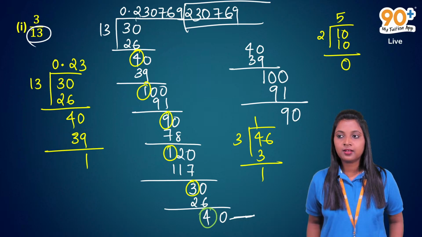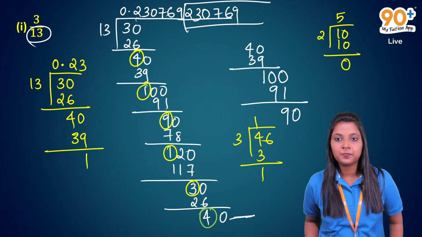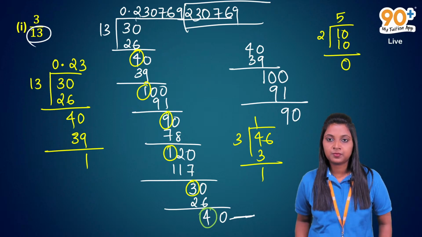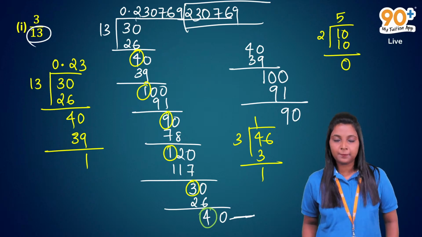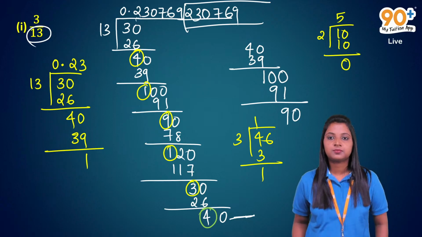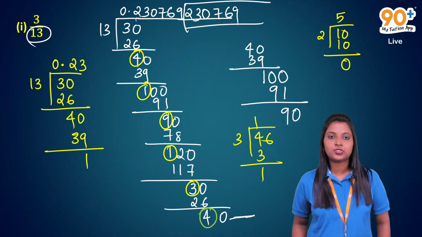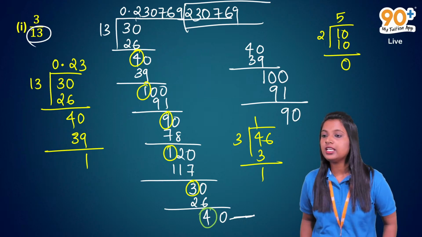We can actually find if it's terminating or not terminating without actually doing this whole thing. How? Our sir taught us that if the denominator is 2 raised to n or 5 raised to m, it's terminating, or else it's not terminating. Multiples of 2 raised to m into 5 raised to n. Okay, any other doubts?